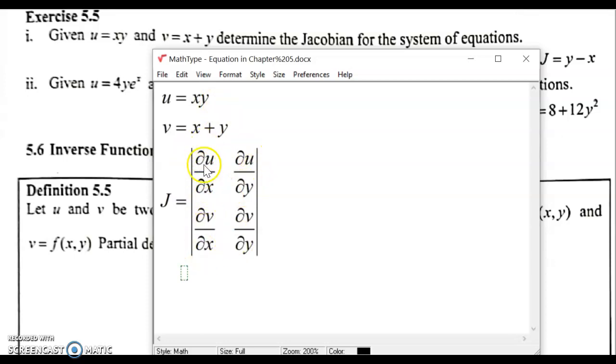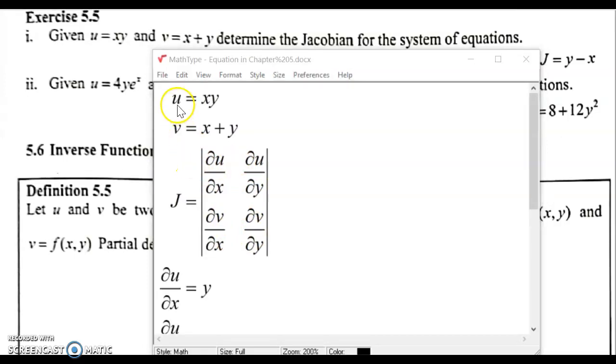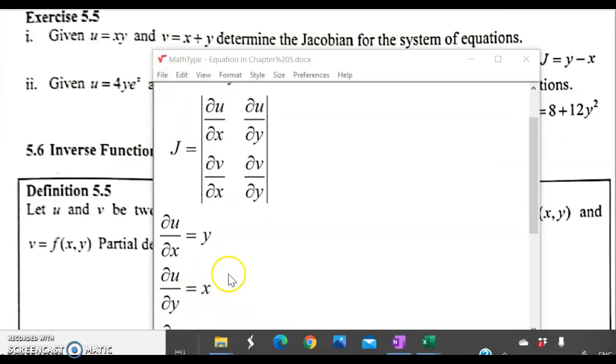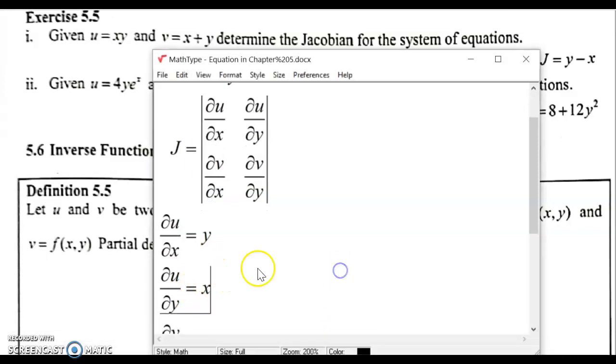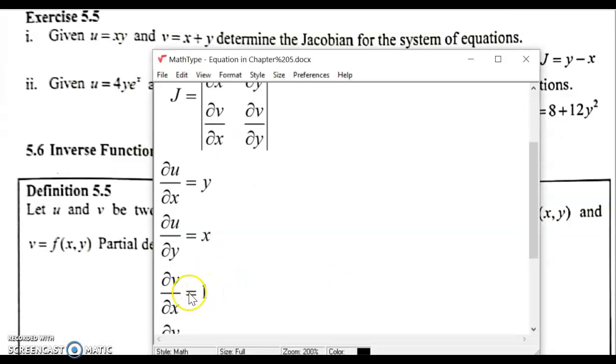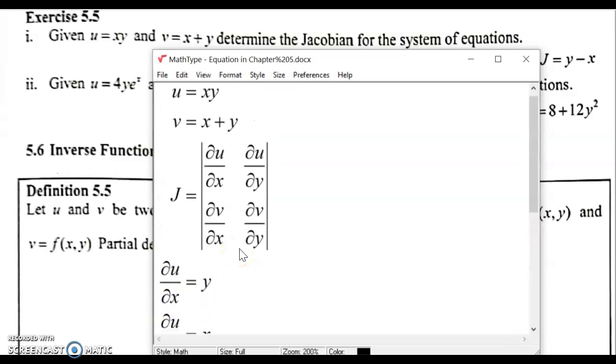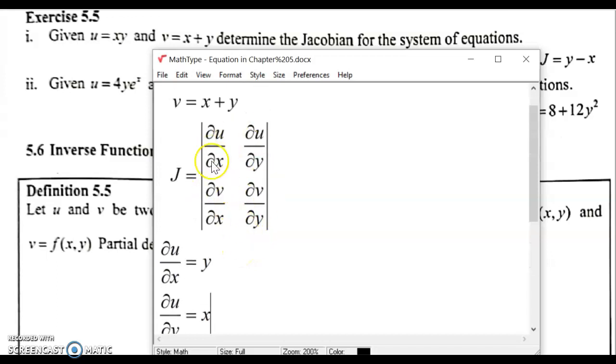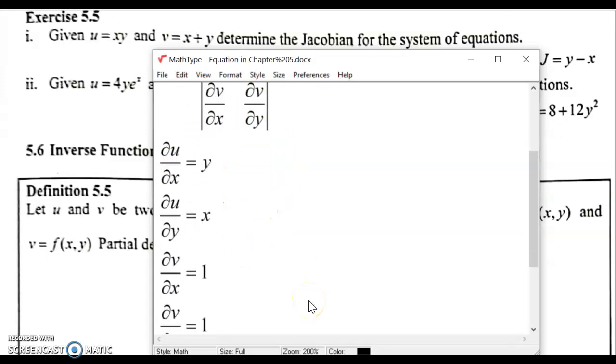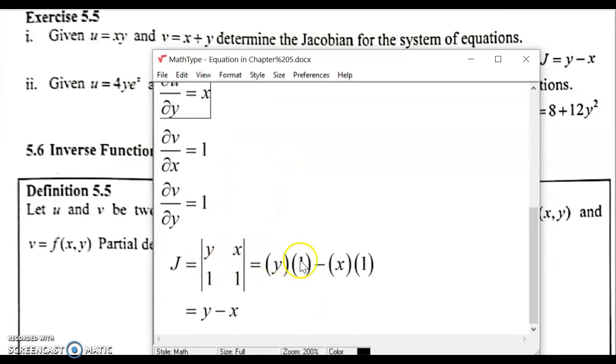So let's look for all of these partials. Partial u over x will be equal to y. Then we have partial u over y, which will be equal to x. Partial v over x equals 1. Partial v over y equals 1. Right, the next step is to substitute all of the partials inside this system. Then calculate the determinant, and there you have it, the Jacobian function for this question.